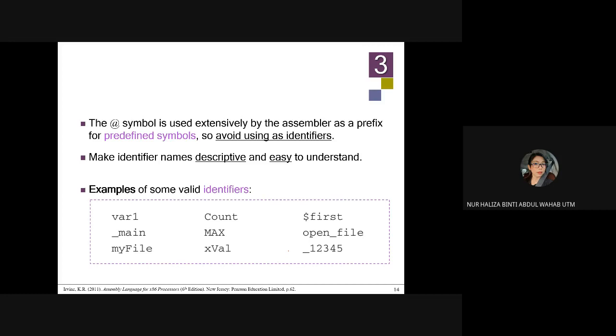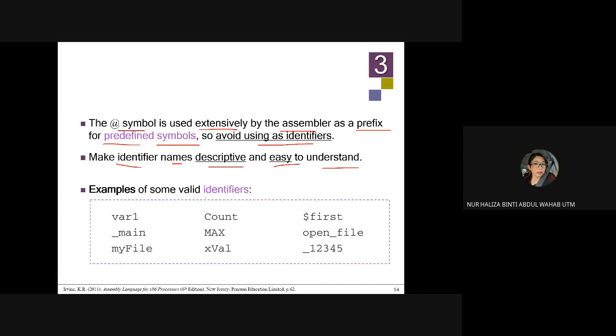So next is the underscore symbol. The symbol is used extensively by the assembler as a prefix for predefined symbols. So avoid using it as an identifier. You need to avoid it being used in identifiers. Make identifier names descriptive and easy to understand. As long as you can understand it, it's okay.